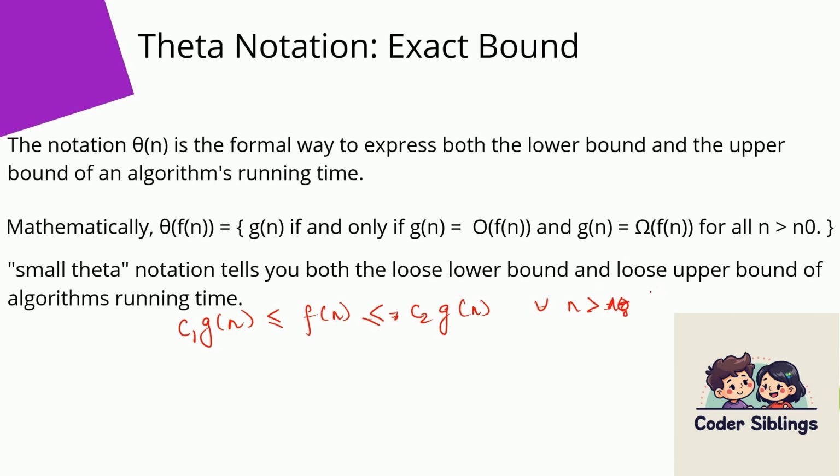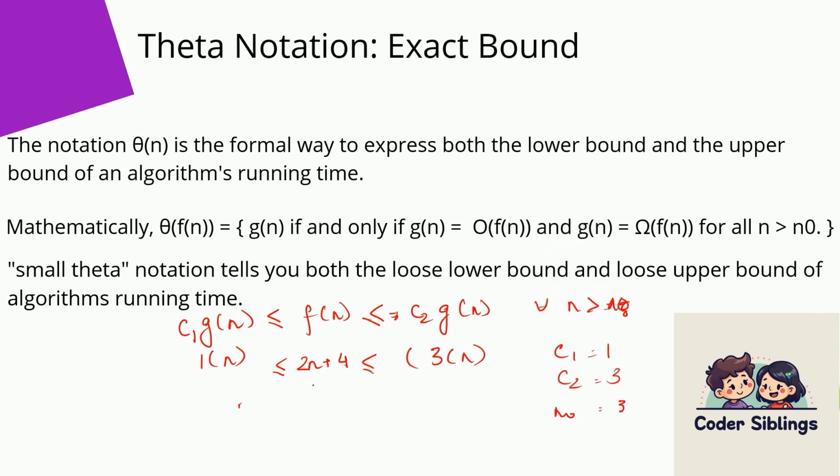So what we are supposed to do is find out c1 and c2 and the value of n naught here, right? So again, using the same function 2n plus 4, we found that C1 in case of lower bound was 1 times n, and in case of upper bound it was 3 times n. So we know constant C1 is 1, C2 is 3, and the value of n naught is also 3.